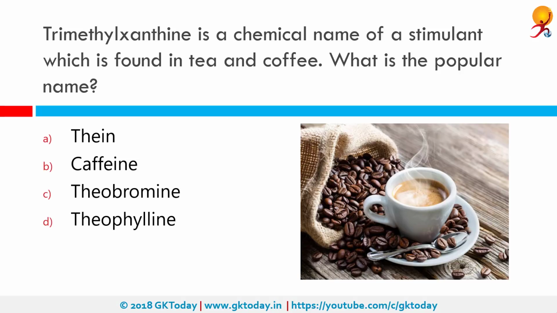Trimethylxanthine is a chemical name of a stimulant which is found in tea and coffee. What is the popular name? The correct answer is caffeine.